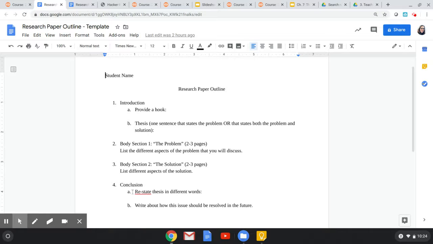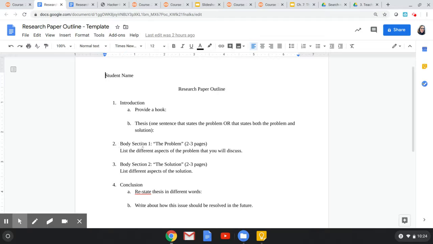So in body section 2, you provide some kind of solution for the problem that you've identified in the first part of your paper. So I hope that this is a clear way to think of your research paper in general, and also how you're going to get to those 5 to 7 pages. This week, we're going to write half of the paper. Next week, you're going to write the second half.